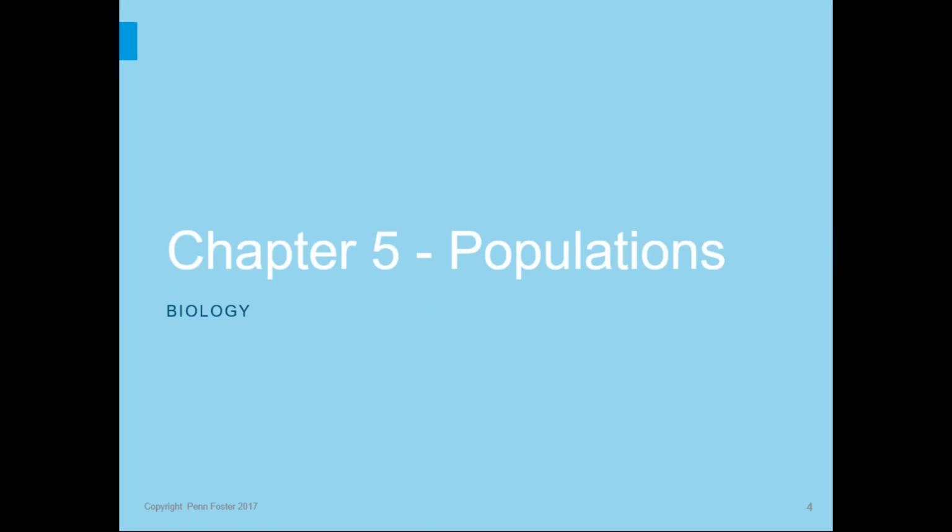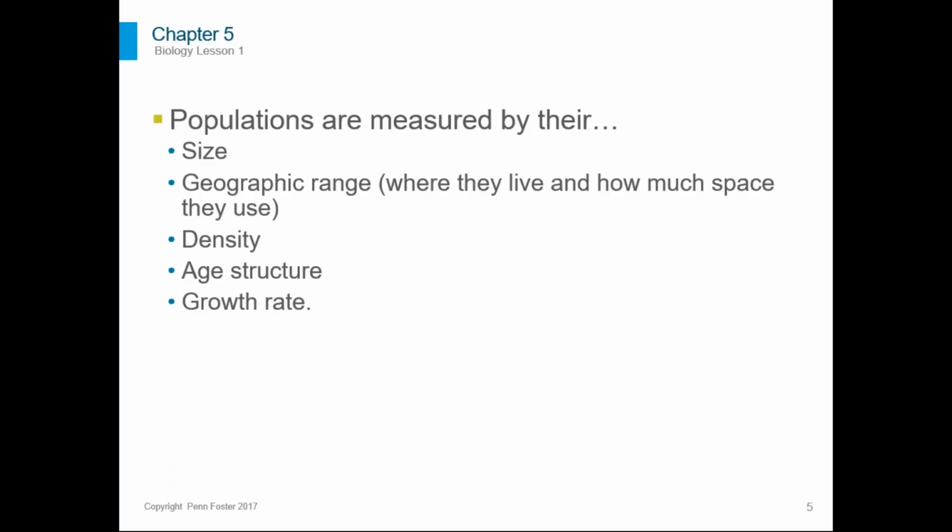So I'm going to go through a presentation of all 3 sections here. The first section in this chapter goes over how we describe populations and population growth. And so we measure populations by not just their size, so the number of individuals there are, but also by their geographic range, their density, their age structure, and their growth rate. Geographic range would be how they live and how much space the whole population uses. Density, age structure, and growth rate, we're going to go over more in depth as we go through the presentation.